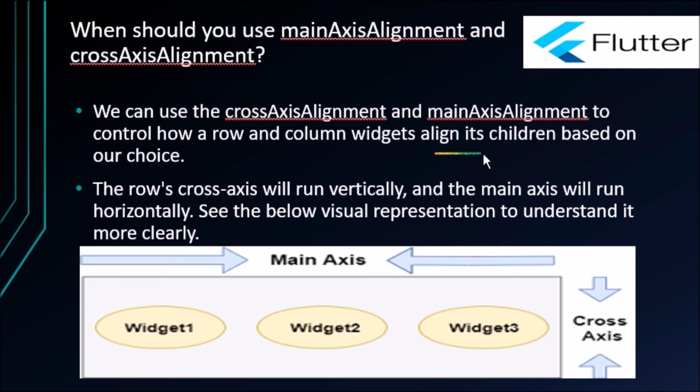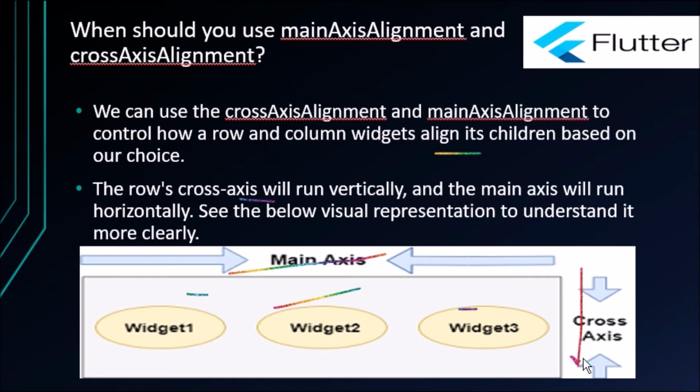First one, the row's cross axis will run vertically, and the main axis will run horizontally. See the image in this visual representation. This is your main axis, and here the main axis runs horizontally in this manner: widget 1, widget 2, widget 3. Okay, and this is your cross axis.